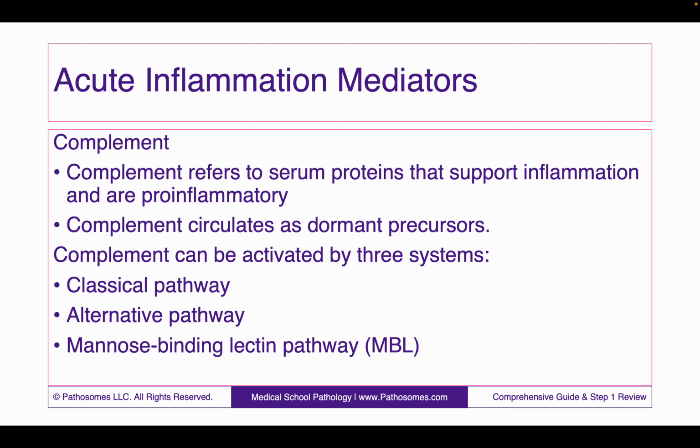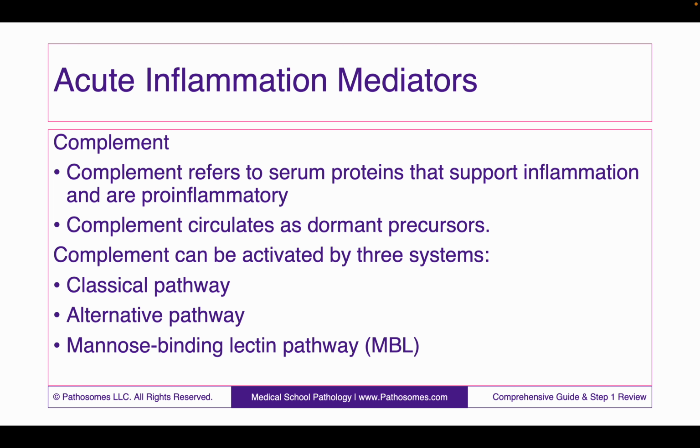And I know you're saying, Anthony, what about complement? Well, complement refers to serum proteins that support inflammation and are pro-inflammatory. Complement circulates as dormant precursors, but it can be activated. How? Well, there's 3 systems: the classical pathway, the alternative pathway, and the mannose binding lectin pathway. Those are 3 pathways that complement can be activated, and you know them because they spell CAM.